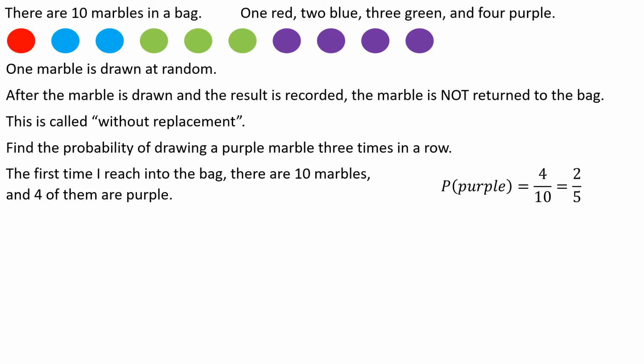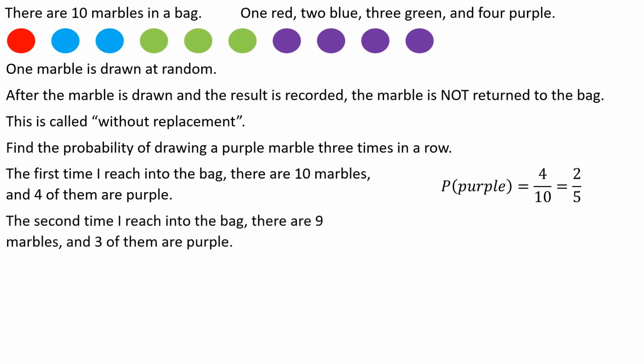Now let's pretend I'm successful and I did grab a purple marble. And so now I'm going to try a second one. Well, this time I reach in there are only 9 marbles in the bag, and only 3 of them are purple because I've already removed a purple marble. So the probability has now changed. There's only 1 chance out of 3 that when I reach in the bag, I'll get a purple marble.